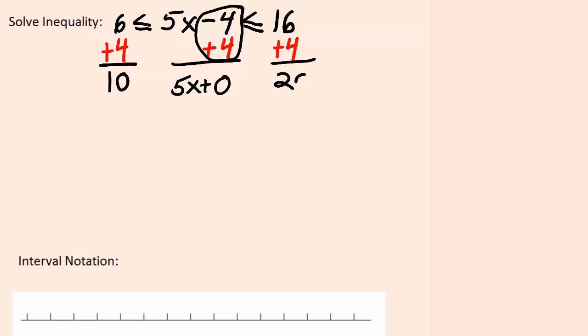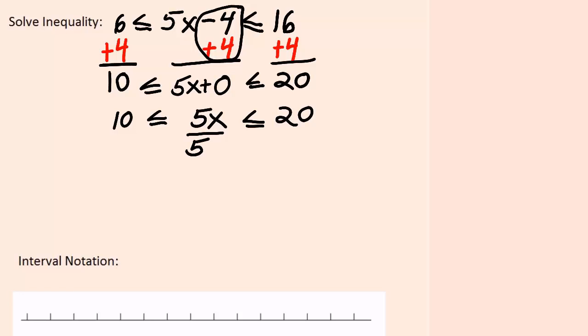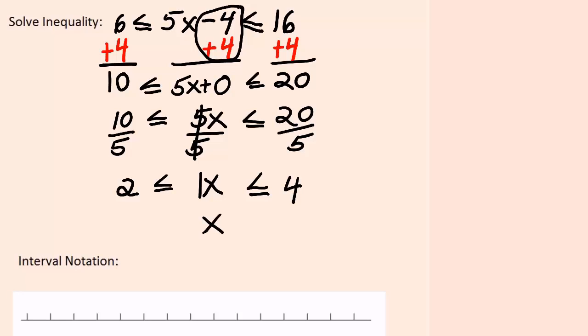What that leaves me with is 10 is less than or equal to 5x plus 0, which is less than or equal to 20. So 10 is less than or equal to 5x, which is less than or equal to 20. Now I have to have x all by itself, so I have to divide by 5 so that I can get 1x. But I have to do the same thing to all three parts of this three-part inequality. That leaves me with 2 is less than or equal to 1x, is less than or equal to 4. So 2 is less than or equal to x, which is less than or equal to 4.